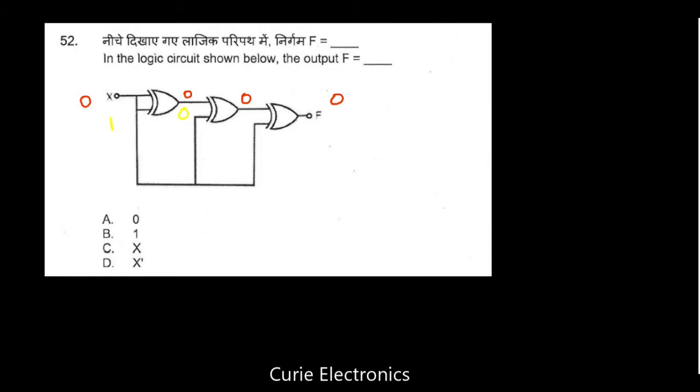Now for the second gate, one input is 0 and the other input is 1, so we will get 1. But for the third gate, both the inputs are 1, so both the inputs are same and we will get output 0. Here, X can take either 0 or 1 only. So whatever value we give to this input, we are getting output 0. So option A is the answer.